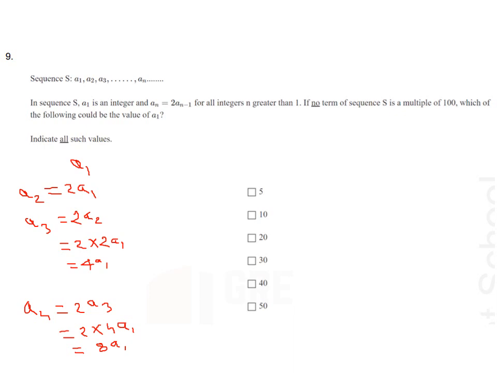So if a1 equals 5, a2 equals 5 into 2 equals 10, and a3 will be 10 into 4 equals 40, which is not a multiple of 100. In this way, we'll test the other options and we'll get that only 50 gives a multiple of 100, that is 50 into 2 equals 100. So all other options meet the condition and those will be the answers.